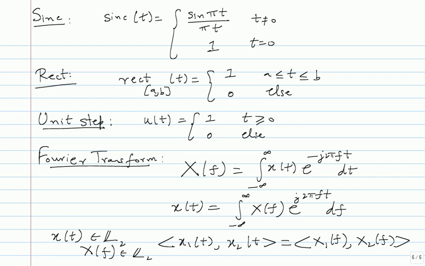For L infinity, these relationships are more complex. We won't worry about it, except by saying you'll need delta, and it's all consistent. All the properties and everything is consistent. Okay, so quick roundup of the properties of Fourier transform that we will use.